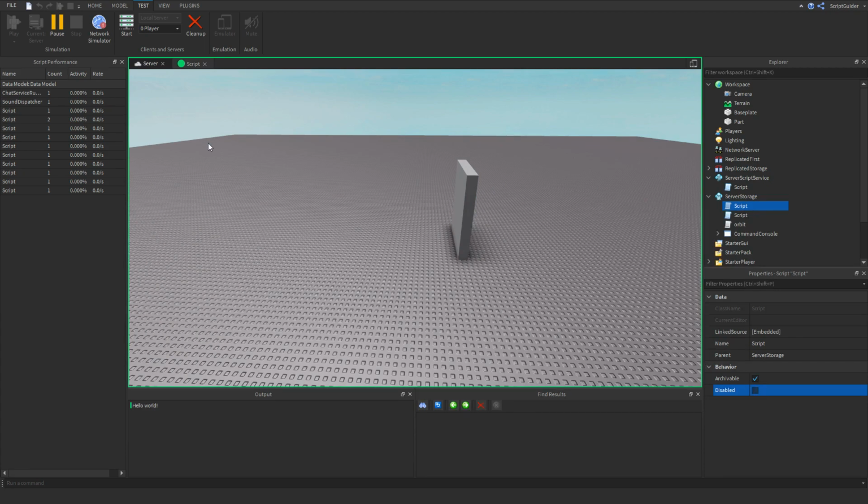that nothing happens. What went wrong here? Oh, did I disable? I might have activated the wrong script. There we go. Okay.